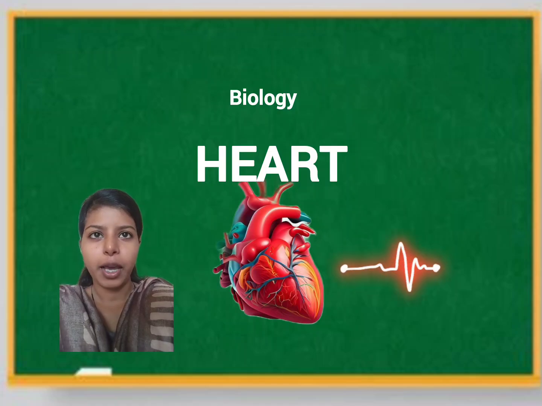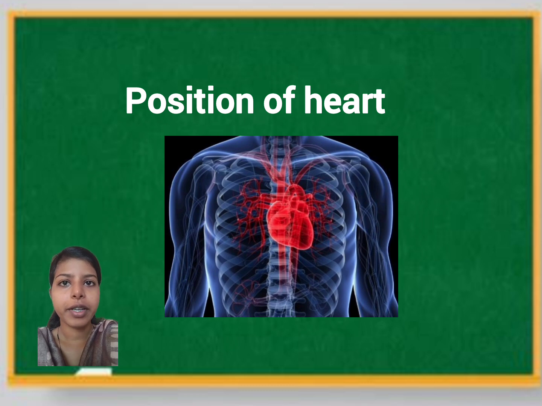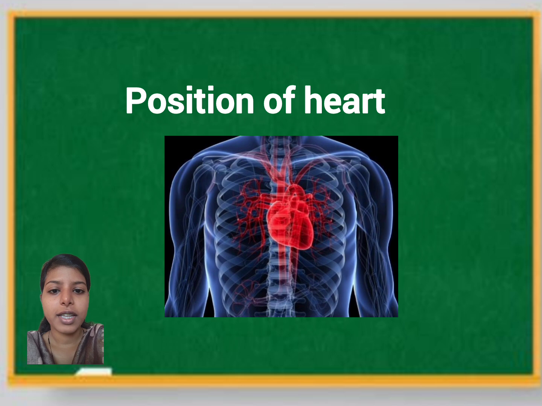Going to study about the heart. Do you know where the position of the heart is? The heart is an organ made up of muscles that is situated slightly tilted towards the left in the thoracic cavity. Here you can see where the heart is located in our body, slightly tilted towards the left in our thoracic cavity.